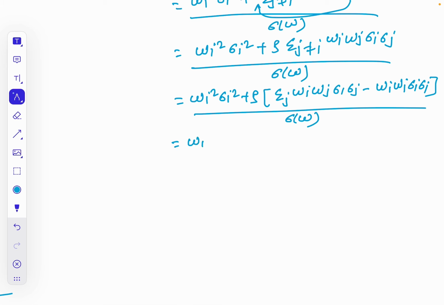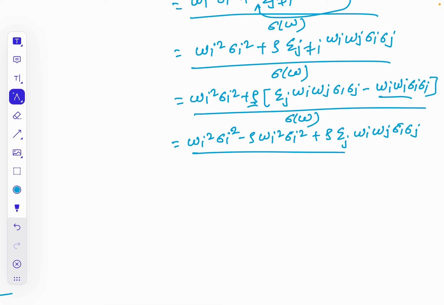Now this would be weight of i squared, rho i squared, plus, let's take this term and this term here. So it would be minus rho, weight i squared, rho i squared, sigma i squared, plus for all j, weight of i, weight of j, sigma i, sigma j, sigma i and j. Got it?